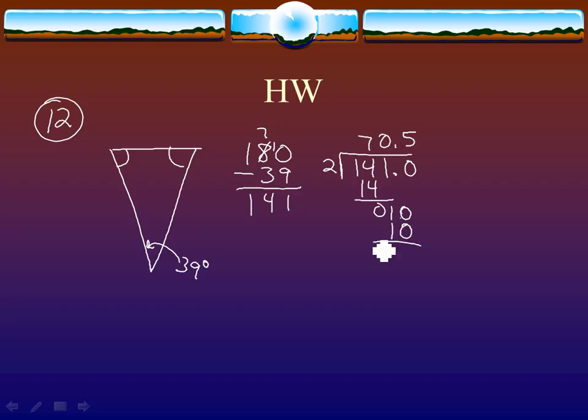So what is it? 70.5. So that angle is 70.5 degrees. What's that angle? 70.5 degrees.